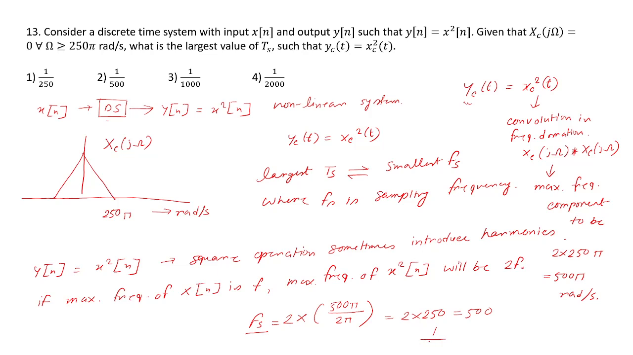That means your largest value of Ts is Ts equal to 1 over 500. That is the maximum sampling period or sampling duration you can afford. The second one is the answer.